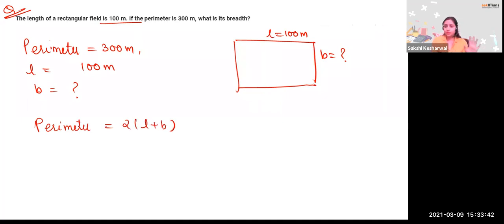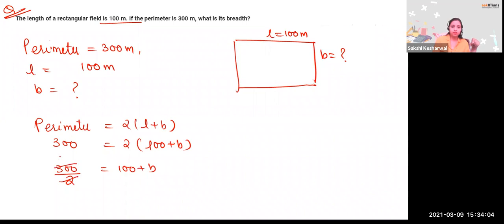So you just substitute into the formula, do a little bit of algebra and get the answer, right? So 300 is equal to 2 times of 100 plus B, right? I taught you, beta, now you have to find B. You have to go step by step. This 2 is in multiplication, so it will become division. So 300 divided by 2 is equal to 100 plus B.